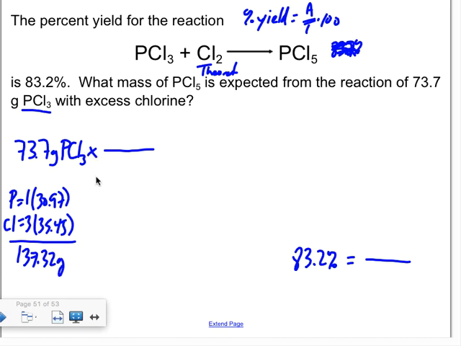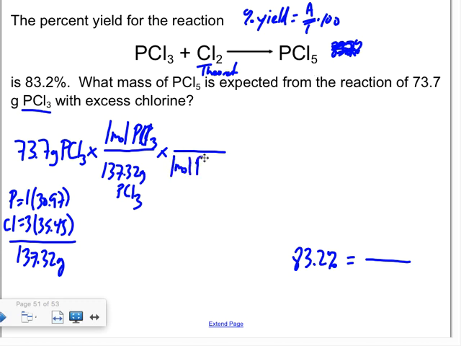So I'm in grams of PCl3. The molar mass of PCl3 is 137.32 grams. That's equivalent to a mole of PCl3. Okay, so I'm in moles of PCl3. I can use the mole ratio to go from PCl3 to PCl5. This equation is already balanced, so it's a 1-to-1 ratio. So 1 mole of PCl3 to 1 mole of PCl5. And now I've got to figure out the molar mass of PCl5, so I put 1 mole of PCl5 down here.